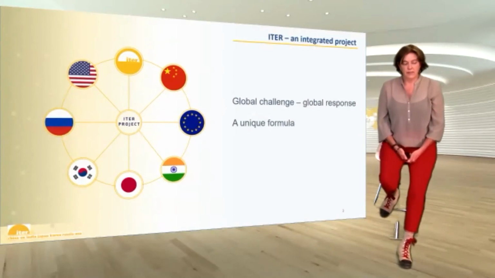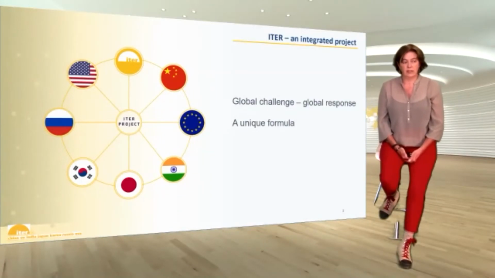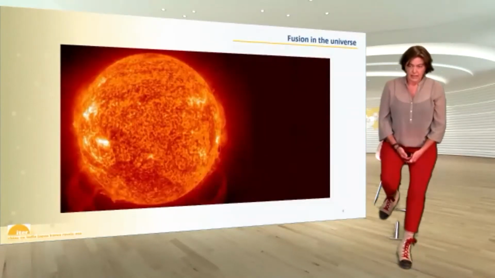Today we have 7 official partners. So we have China, we have all the European countries, we have India, Japan, Korea, Russia, and the United States of America, together 35 nations. And our goal is to reproduce what is happening naturally on the sun.